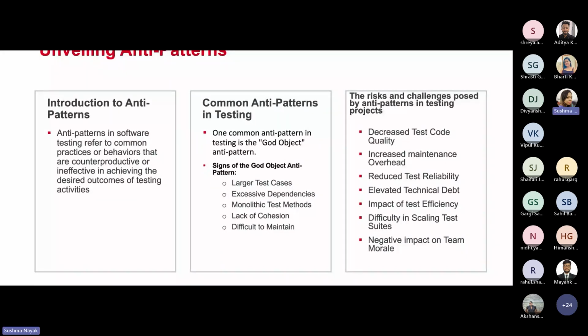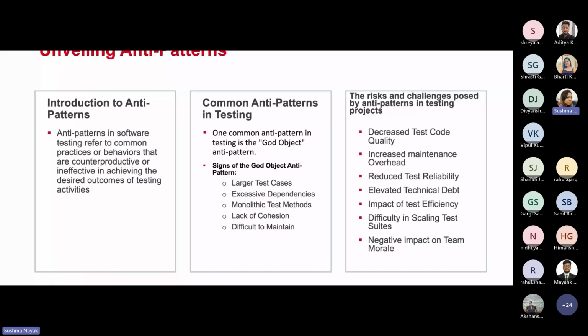Then it increases fragility. Changes in the underlying system may cause unexpected failures in multiple scenarios, as we have tight coupling and lack of isolation. So it may be the case that if something is changed here, it may impact some other test scenarios also.